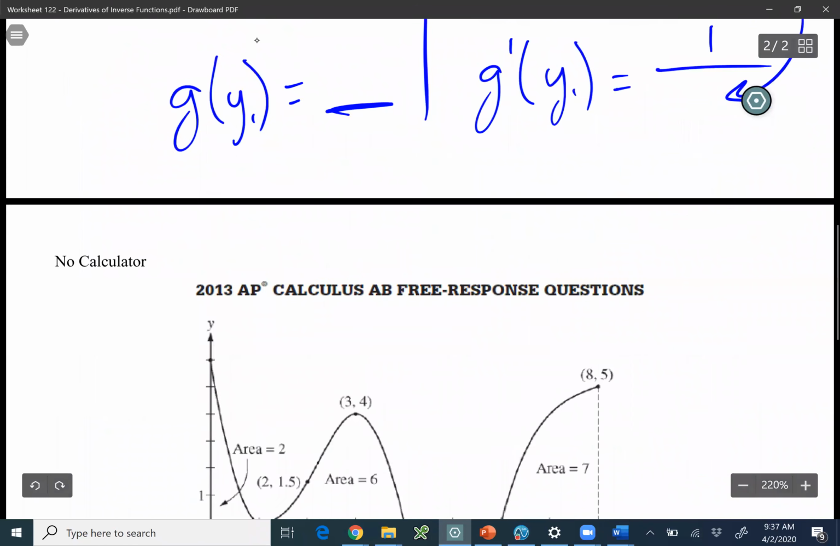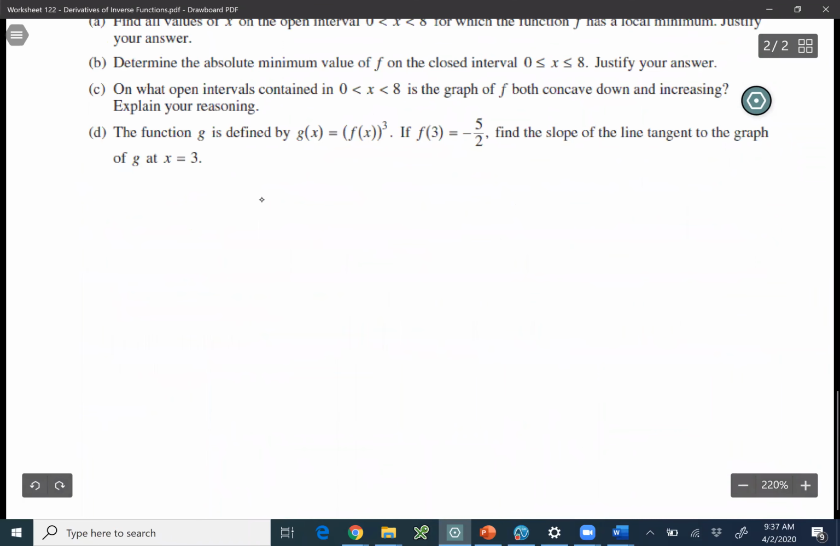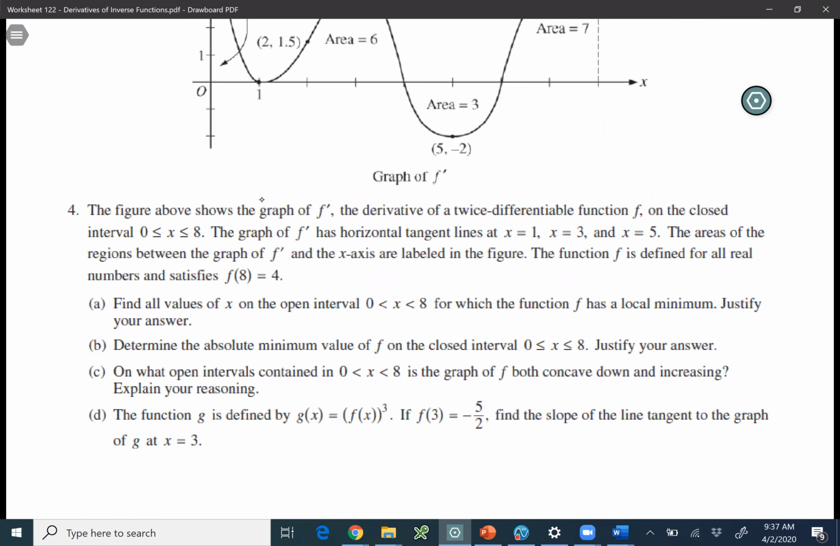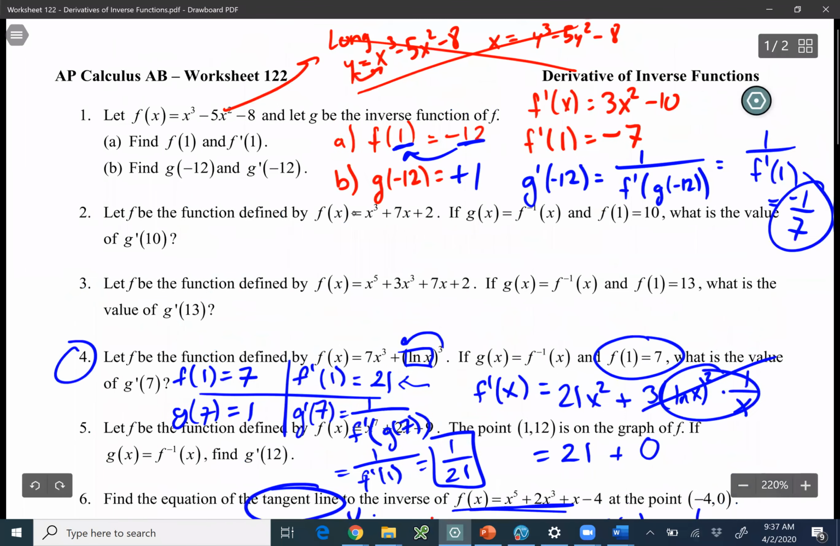And then lastly on this, there is a free response as well. I am going to post the answer for this free response so you guys have it. But that'll be our homework. It's a little bit of a longer homework. It'll probably take you around an hour or so. So just make sure you budget that time accordingly.